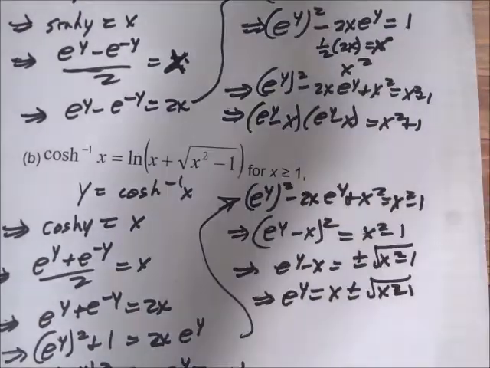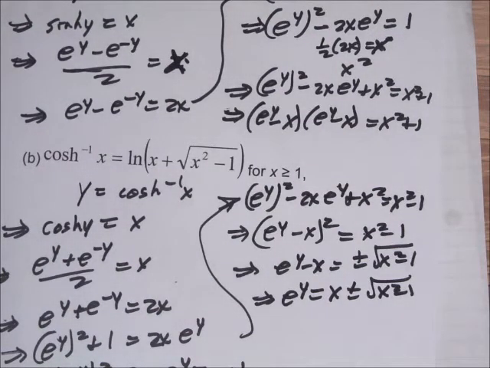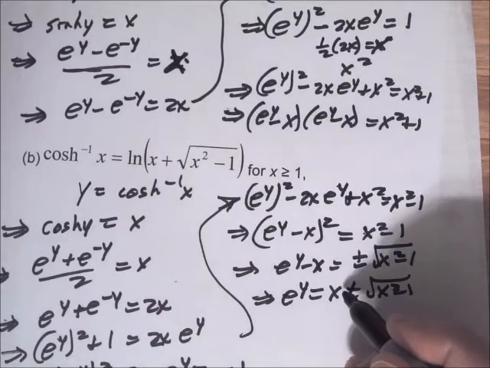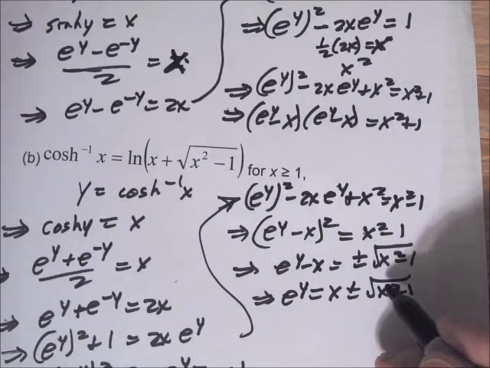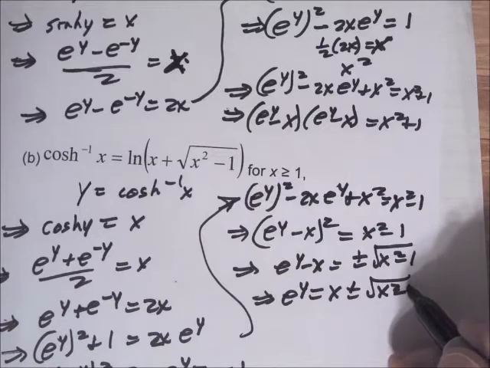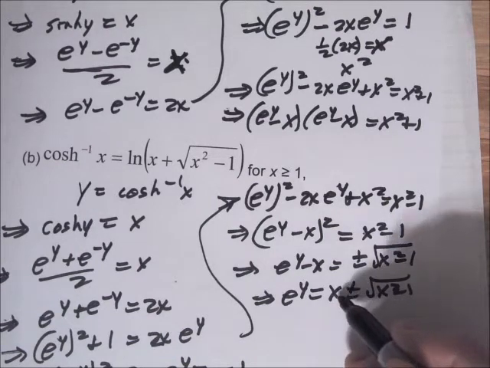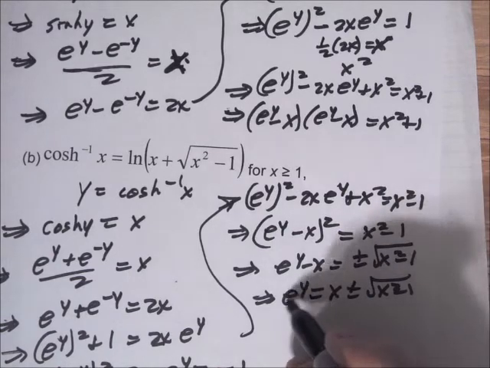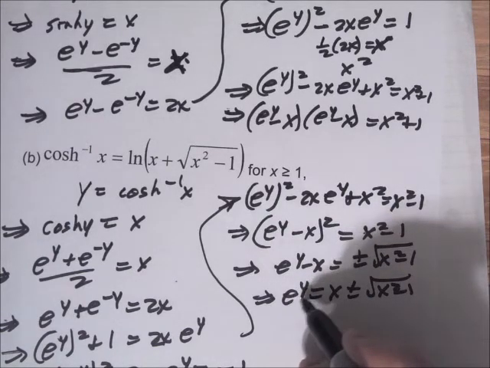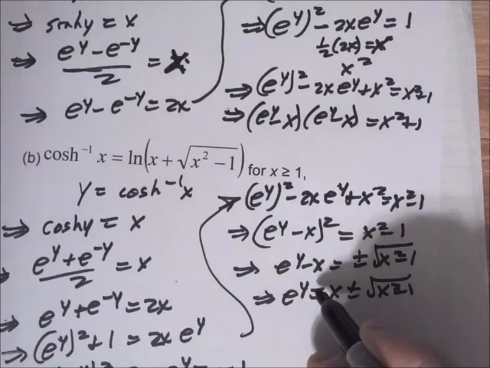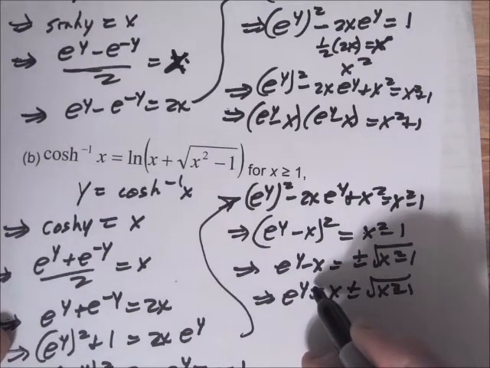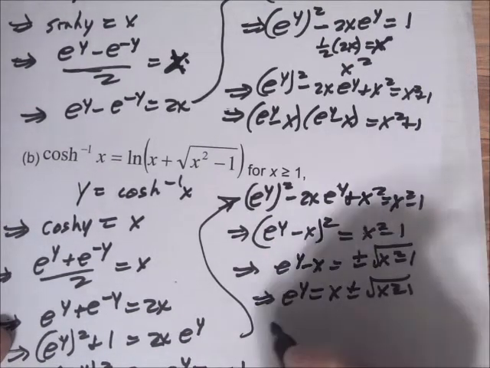Now, if x is positive, x will be a little bit bigger than square root of x squared minus 1, it's only a little bit bigger, so if we take the minus here, we're going to get a fraction, and the only way you can get a fraction with base 2.7 is with a negative exponent. But y, in the restricted domain, has to be bigger than 0, so we don't want a negative exponent. So we want the positive square root here.